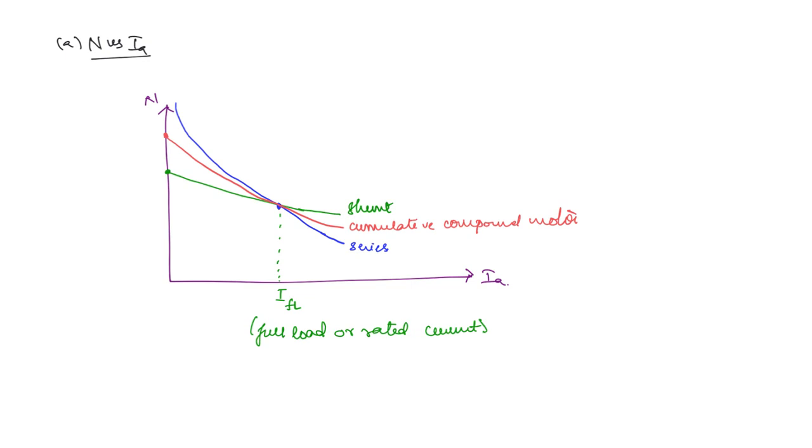Now how will the differential compound motor look like? It is going to start somewhere here and it will increase as current increases uncontrollably. Okay. So for the same full load value, this will be the characteristic for differential compound motor. So this is the speed versus armature current characteristics.